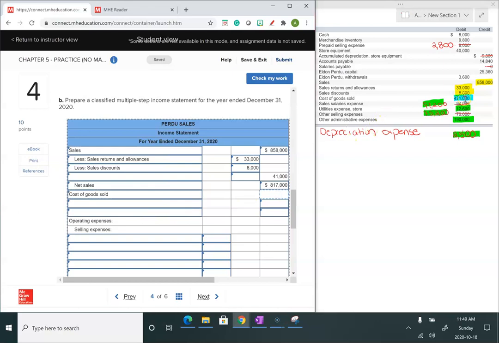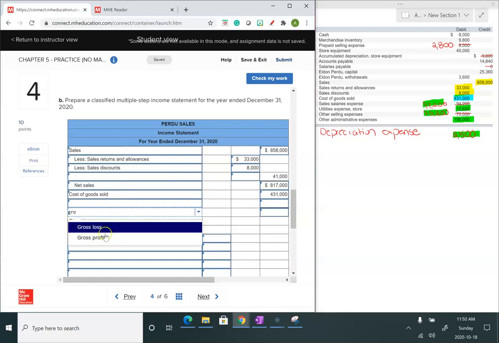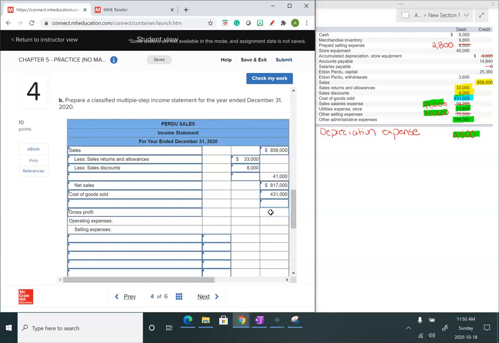And I have the cost of goods sold at 431,000. So then my gross profit, that's what we call it, is the difference between your net sales minus your cost of goods sold. So the gross profit is 386,000. So now all I have left is my selling expenses.